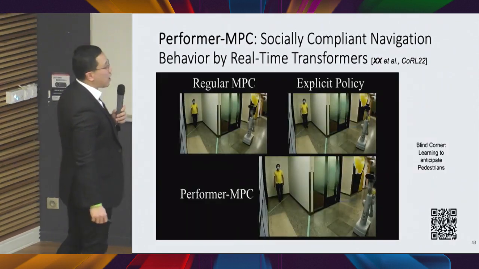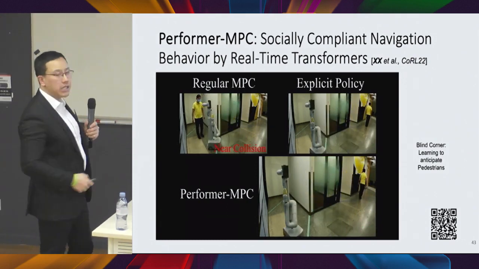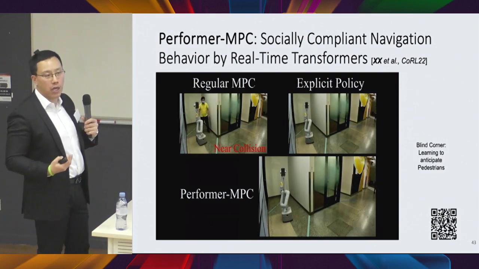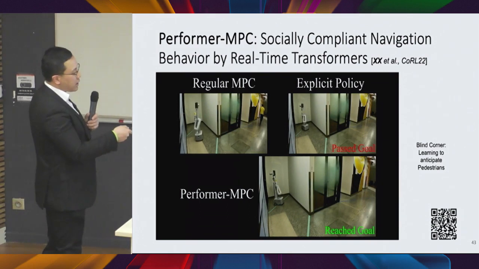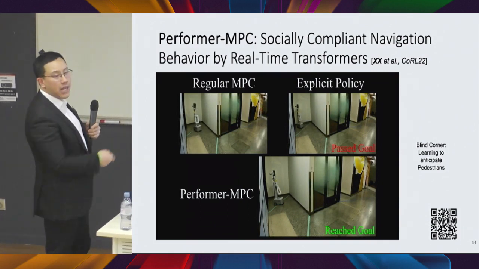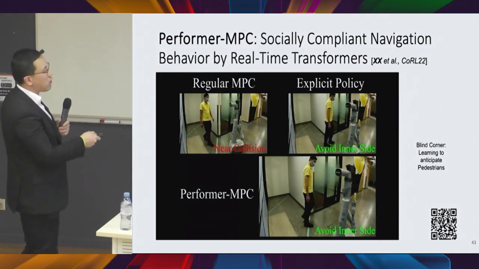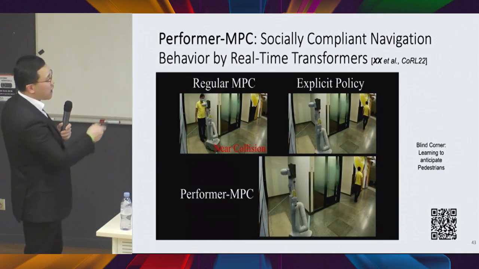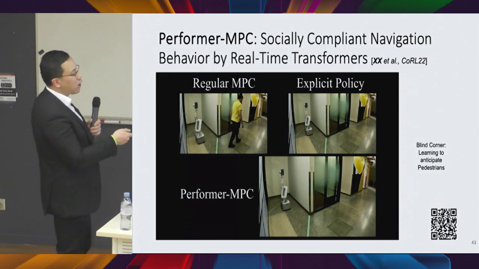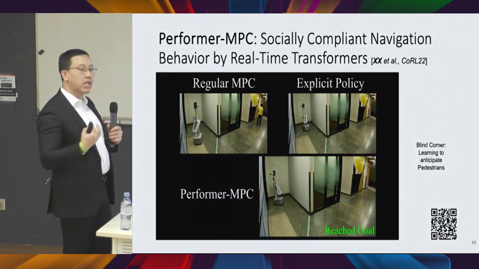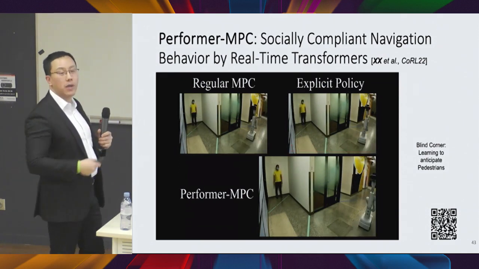Look at the performance of Performer MPC here. We show the regular MPC, Performer MPC, and also an explicit policy, which is basically behavior cloning, to explicitly regress the state to actions, to give you an idea. As you can see, Performer MPC learns to go wide at this blind corner, avoiding even the center, even though this is the shortest path. Here, the regular MPC bumps into the human many times. It almost collided with the human. It's neither safe nor socially compliant. The explicit policy learns to go wide here, but the problem is it's not explainable and not safe. Eventually it passes the goal, almost collides with the wall, and needs human intervention.